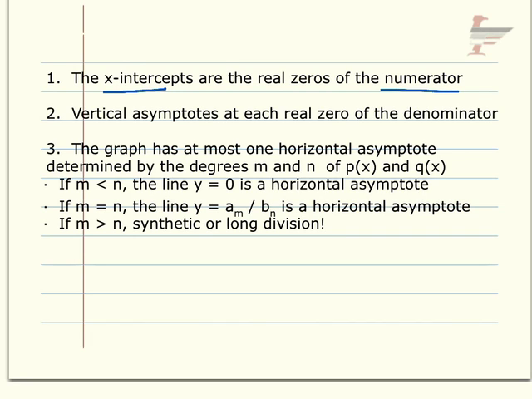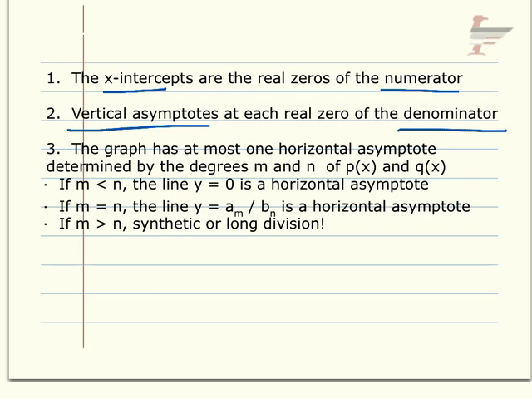Then number 2 says vertical asymptotes are at each real 0 of the denominator. So set the denominator of your rational function equal to 0, and anything you solve for will be vertical asymptotes. And then number 3 is your horizontal asymptote is determined by the degrees of your numerator and denominator.